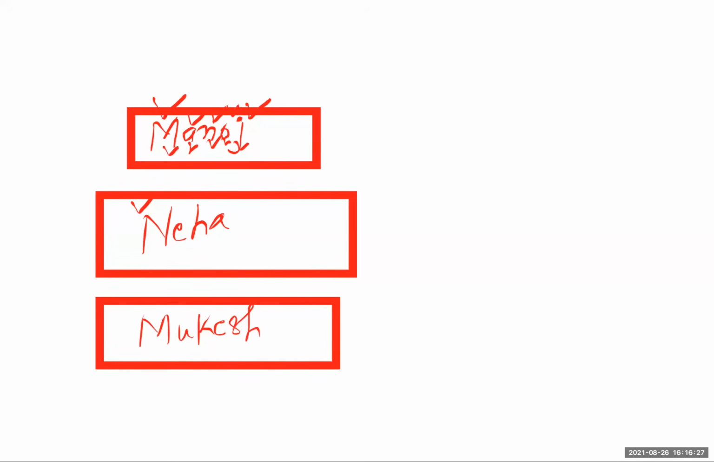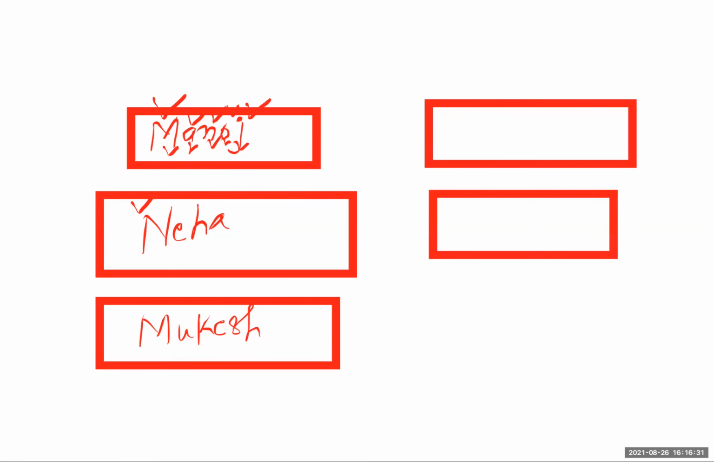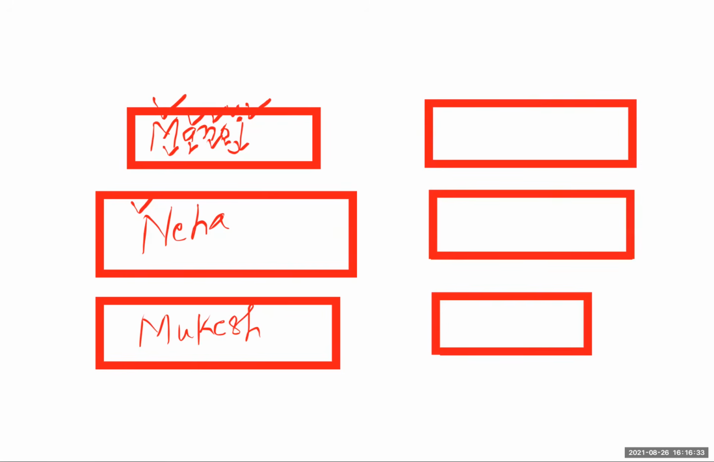Mukesh. Try to spell it out. M is same. U is U. K is Ka. E is A. S is S. And H is Ha.